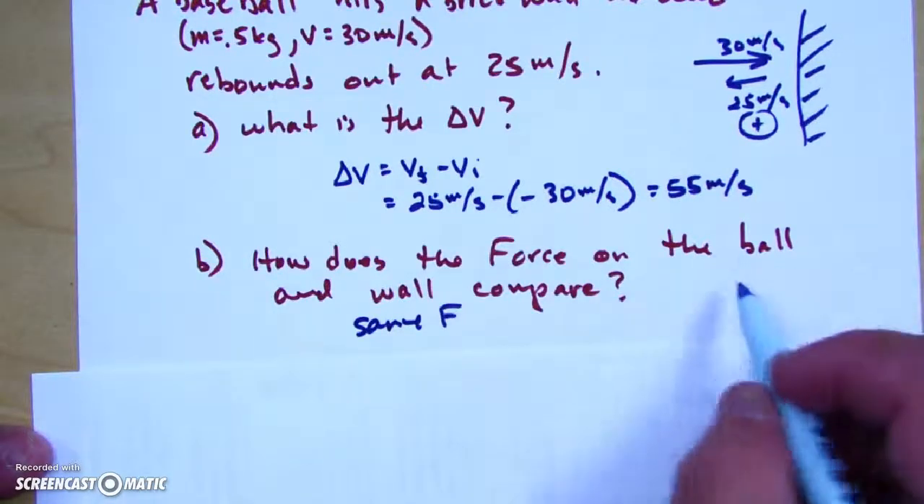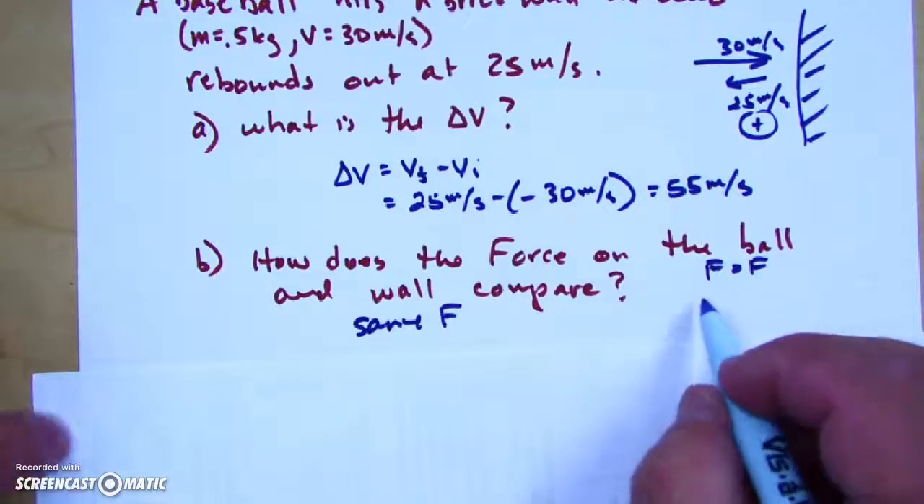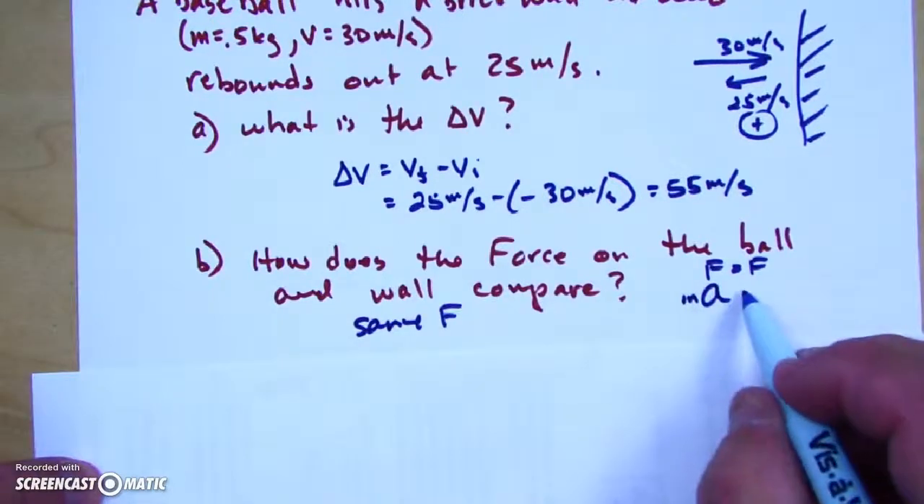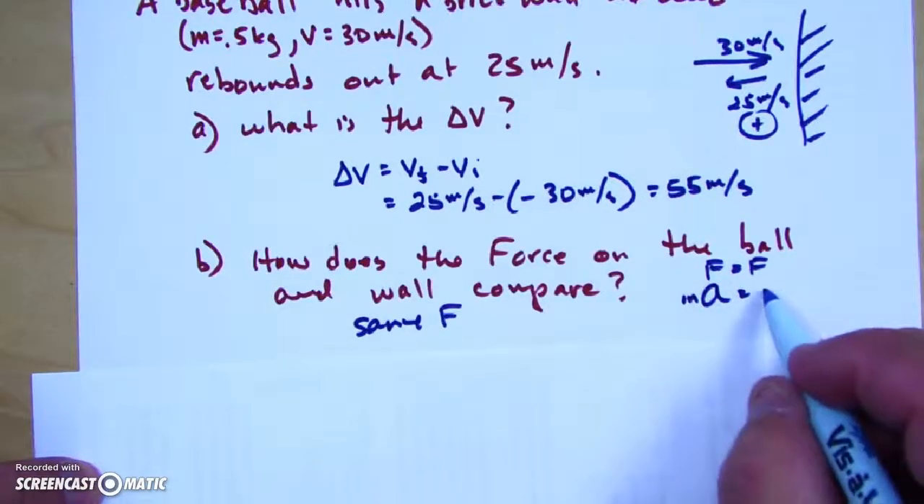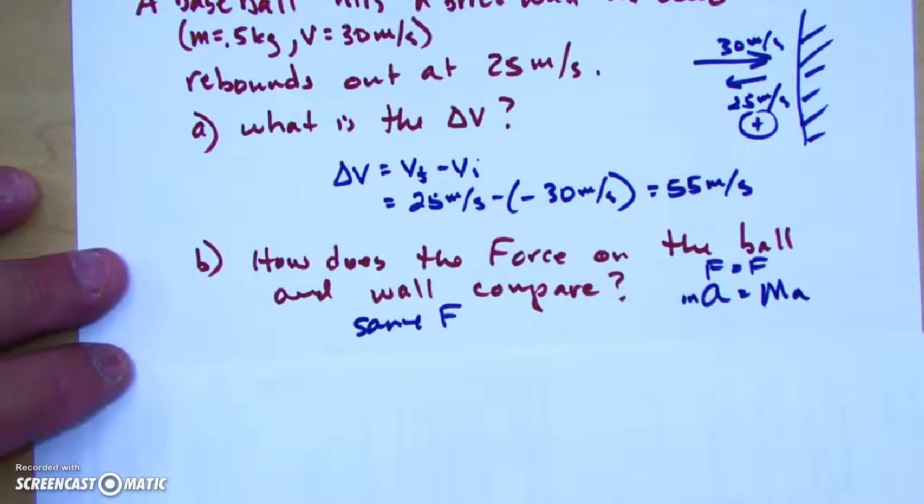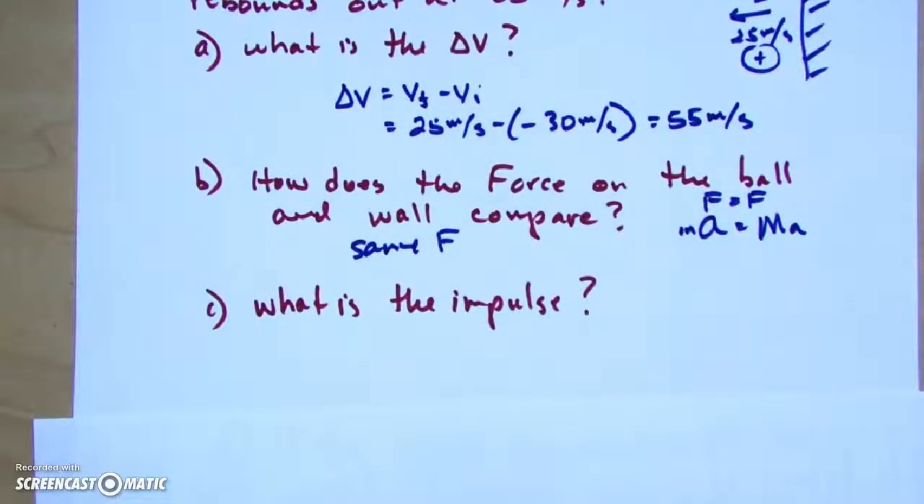Well, the forces are the same, but don't forget that F is equal to F, so therefore ma is equal to ma. The ball has a little mass and it gets a big a. The wall has a really big mass, so it gets a very little a. And the wall's attached to the earth, so the a is almost unnoticeable. So next question is, what is the impulse?